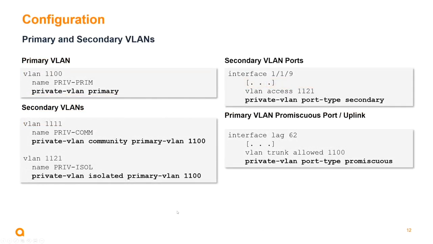Some basic configurations for primary and secondary VLANs, right? So we would create a primary VLAN, VLAN 1100 in this case, and use the private-vlan primary command. When we're creating secondary VLANs, we would use the private-vlan community or isolated command, and then associate that with the primary VLAN we wanted. When we go to the physical port, we can assign the port type. So 1/1/9 in this example is going to be a private-vlan port-type secondary. And then, of course, the interface lag in the other example is going to be our promiscuous port for our uplinks.